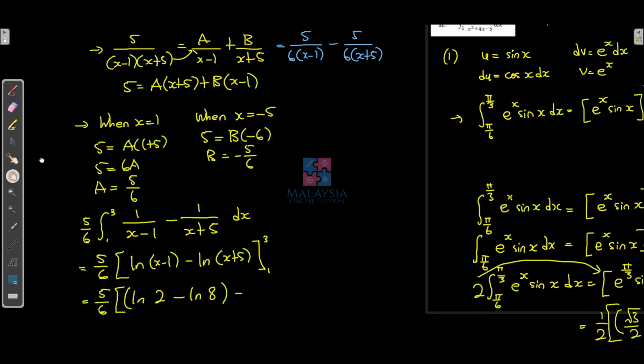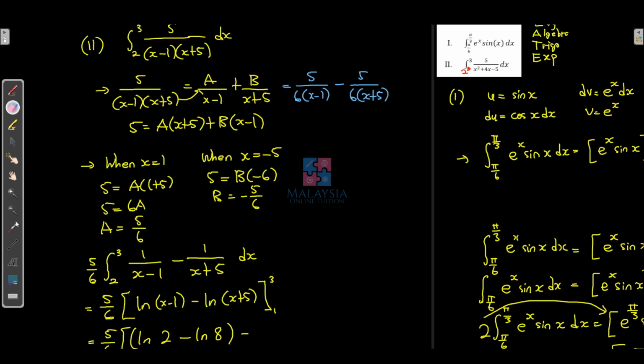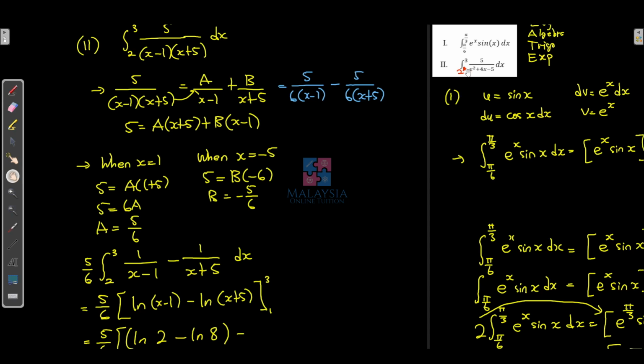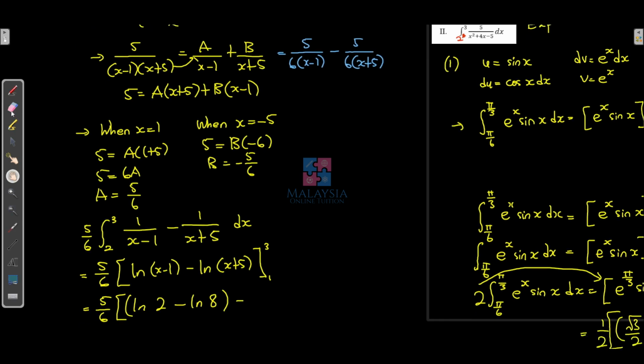I think I miswrote the question, okay? Just a moment. Actually, just now, the limit cannot be from 1 until 3. It can only be from 2 until 3, because if we take 1, then ln 0 is undefined. So this is actually 2 until 3. Sorry about the limits.